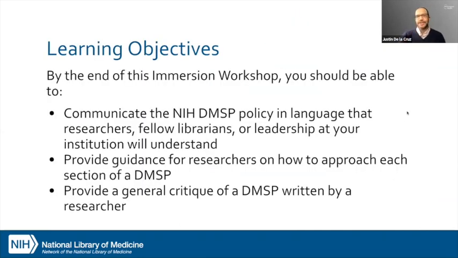So our learning objectives are that by the end of this workshop, you should be able to communicate this policy in language that people can understand. So researchers that you're working with, other librarians that you may want to help train on the policy, and speaking with leadership will be a portion that we talk about too. It's important to share expectations and goals and sort of limitations on what you can do for the policy at your institution.